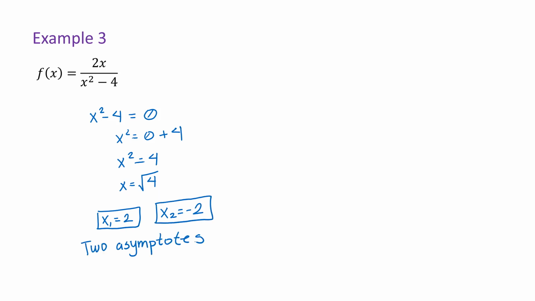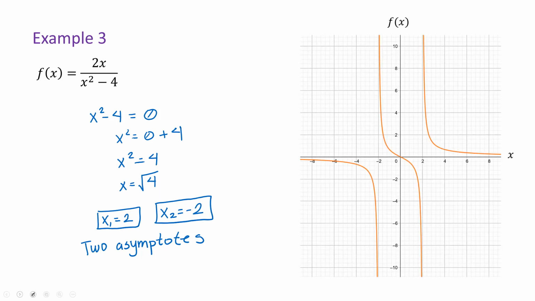That means that this function has two asymptotes. Let's see the graph of the function. Do you see the two asymptotes? They are here. You can clearly see that the asymptotes are at x equals 2 and at x equals minus 2.